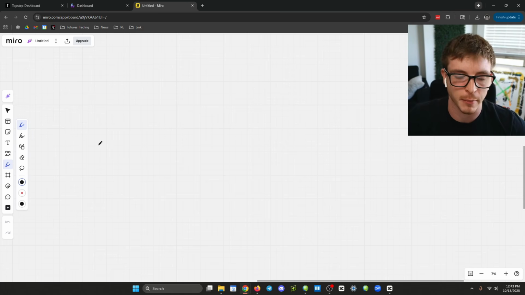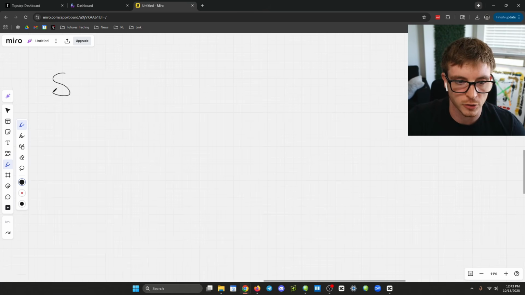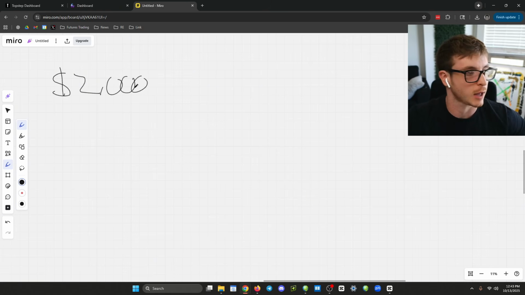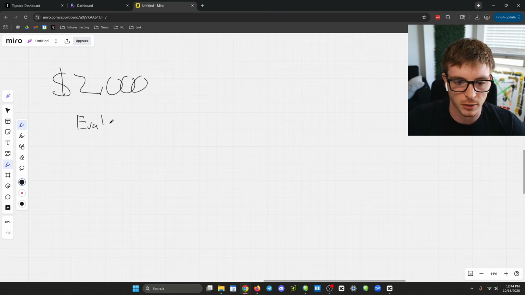I'm going to show you guys the math behind the risk plan that I plan on using for my funded account. So with $2,000 of drawdown, until I blow this account, on my evaluation I was risking around 400, a maximum of 400 per trade. It gave me roughly 5 trades in a row before I blew this account.